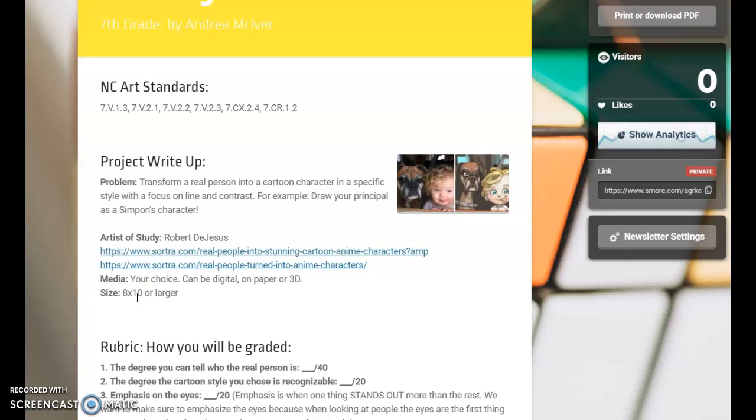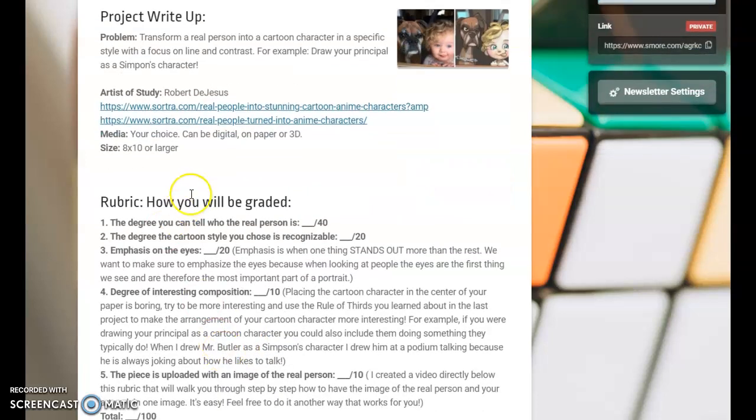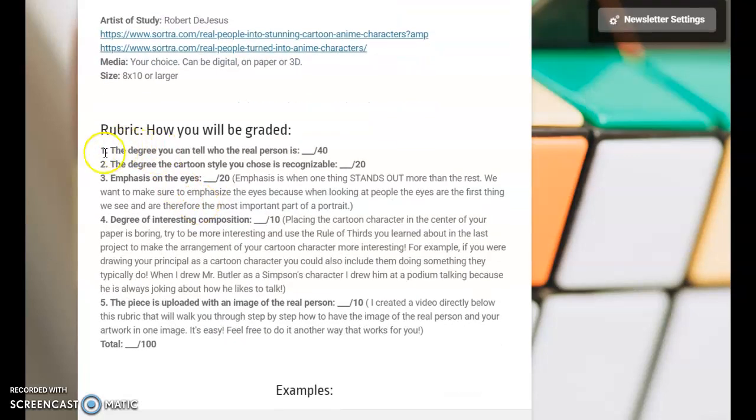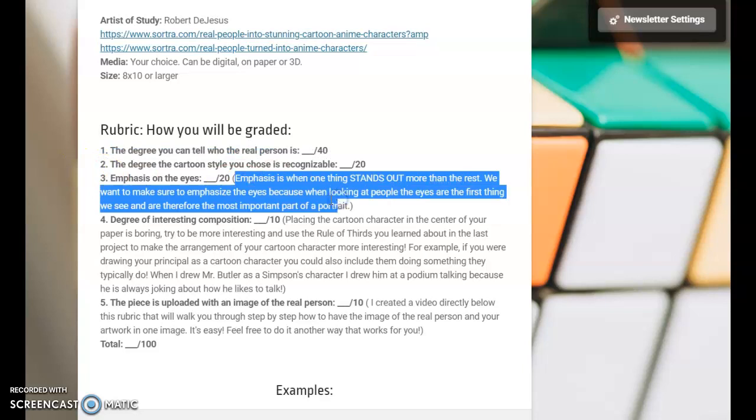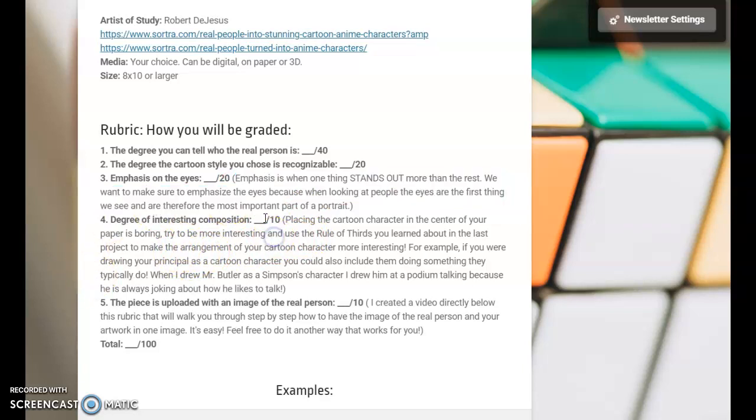All right, so this is the rubric. This is how you're going to be graded. Remember, in bold is what you would write down for your self-evaluation. What I put in parentheses here is just an explanation of the rubric, just to help you figure out how to do that. Okay, and we'll talk about that more as we go.